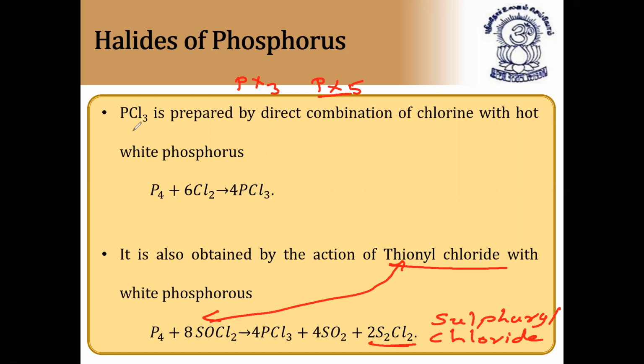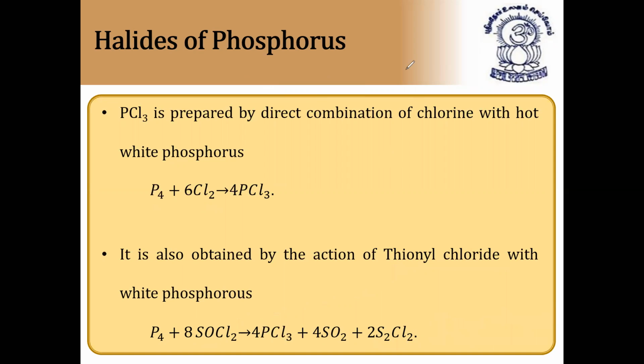So how is phosphorus trichloride obtained? By two methods. When white phosphorus is treated with chlorine gas, direct combination of chlorine with hot white phosphorus forms PCl3, and it is also obtained by the reaction of phosphorus with thionyl chloride. It forms sulfur dioxide gas and sulfuryl chloride. I hope it is clear. So phosphorus will form two types of halides: one is PX3 and another is PX5.